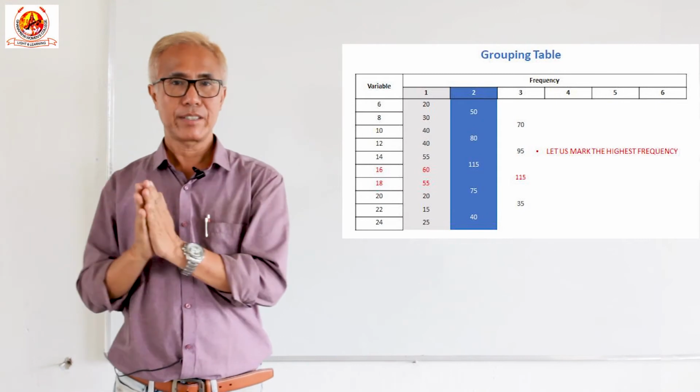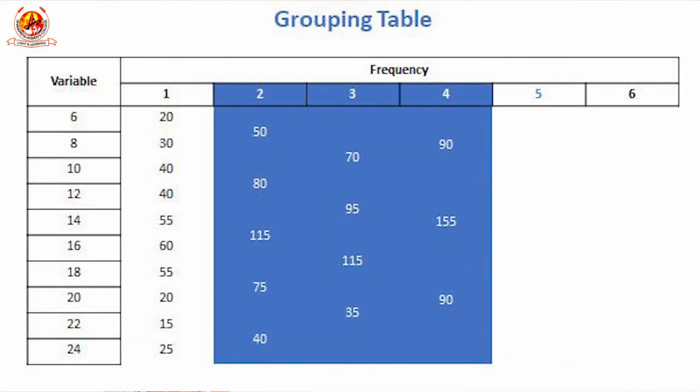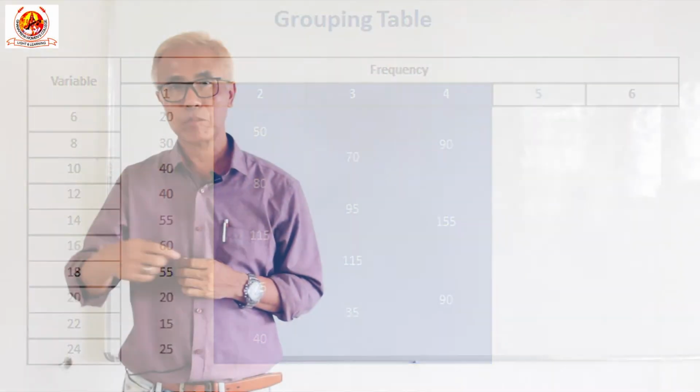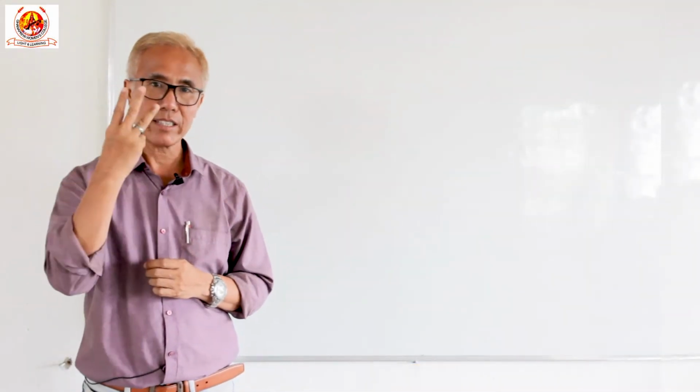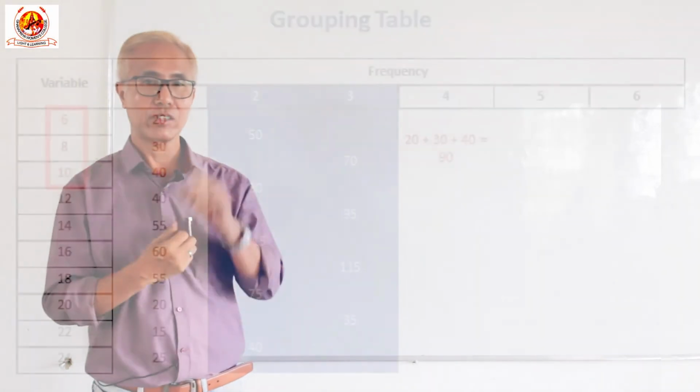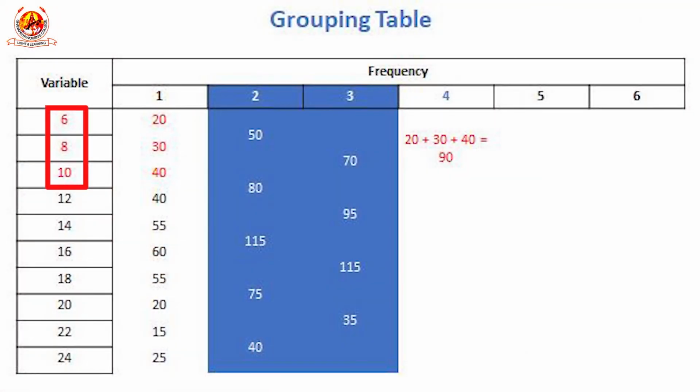Now after this let us come to the fourth column. In the fourth column, it will be somewhat different. And here, instead of the 2 rows, we will select 3 rows. And so here, we'll add together 6, 8, 10.